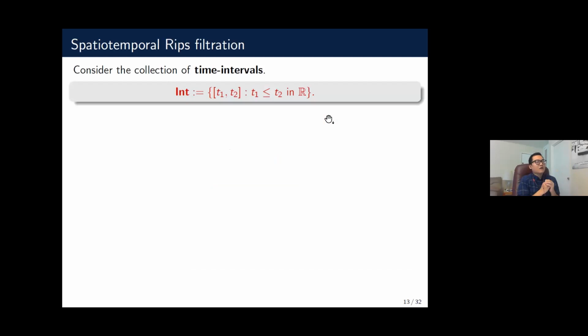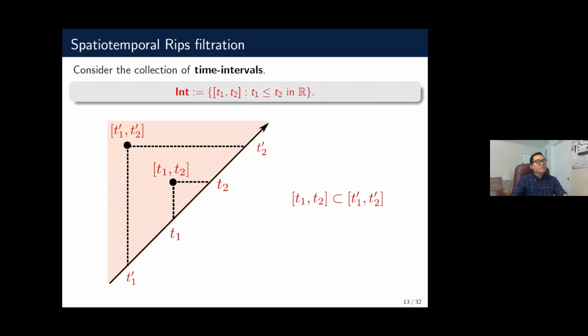Therefore, we change our perspective about time. We consider the collection of time intervals instead of considering the timeline. By Int, let me denote the collection of all closed time intervals. We can graphically represent this collection as the upper half plane above the diagonal line. So the point (t1, t2) above the diagonal line corresponds to the closed time interval [t1, t2]. And whenever we have two closed time intervals, the point corresponding to the larger one is located at the upper left of the point corresponding to the smaller one.